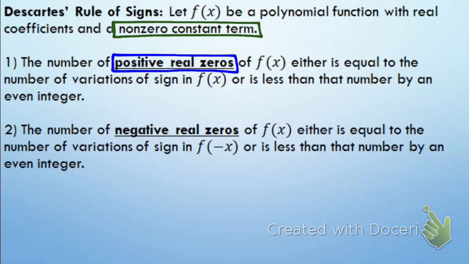The number of positive real zeros of this function is either equal to the number of variations of sign, so when it goes from being positive to negative, or when it goes from being negative to positive, looking at those terms. So it's either equal to the number of variations in sign of f of x, or it could possibly be less than that number by an even integer.